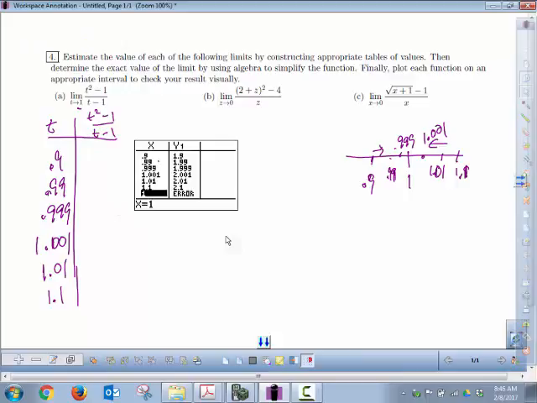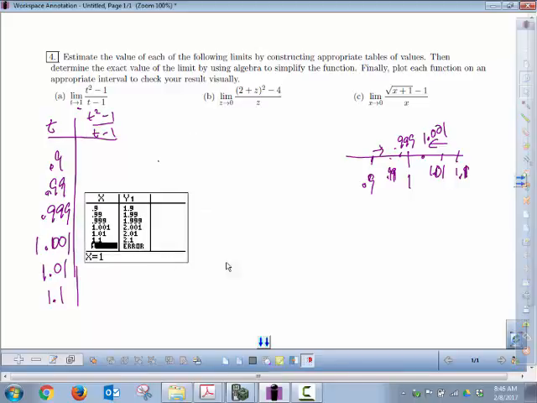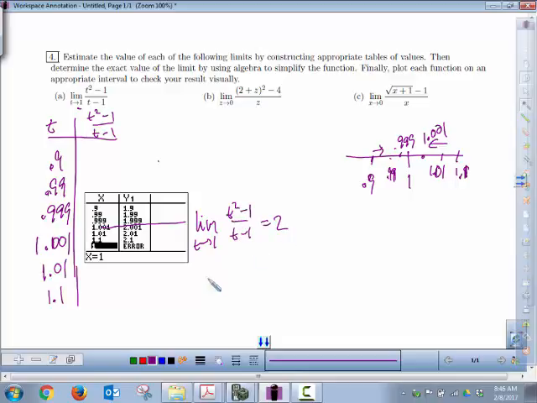Now, based on the table that we're looking at, does it look like there's a nice guess as to what the value should be? What do you think it should be? Looks like it's teetering between 1.999 and 2.001, right? So it looks like it might be 2. The limit as t approaches 1 of that function is equal to 2, according to our numerical analysis. Is that cool?